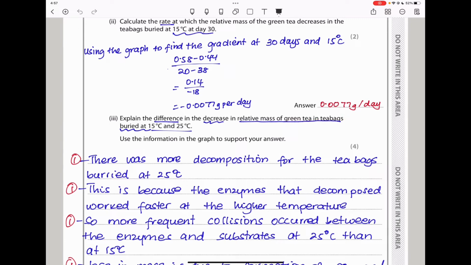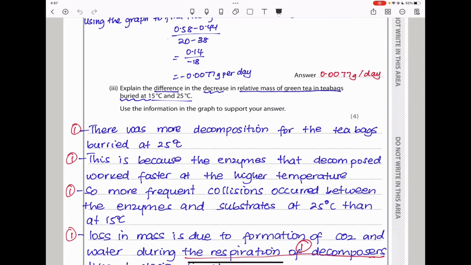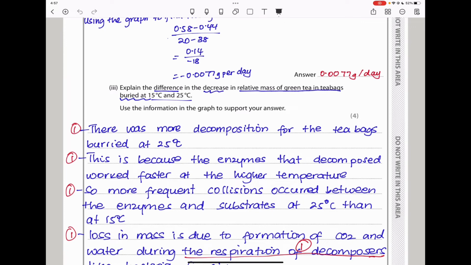The next part says, explain the difference in the decrease in relative mass of green tea in tea bags buried at 15 and at 25. Remember here we are explaining the difference, so we can begin by talking about the difference that exists and then give a reason why the difference is the way it is.